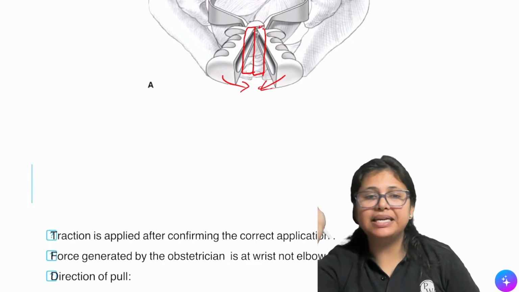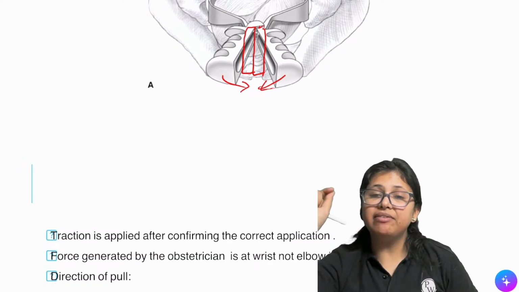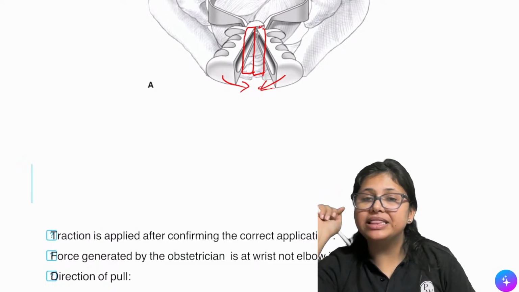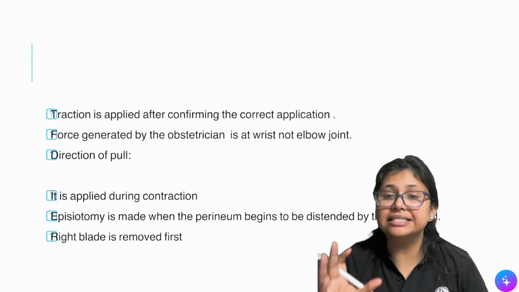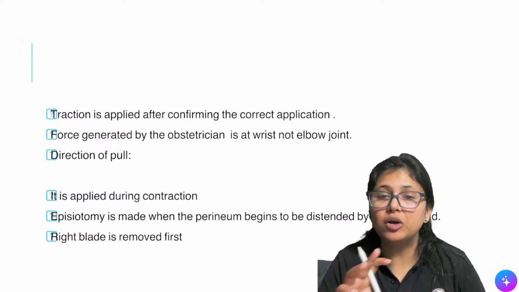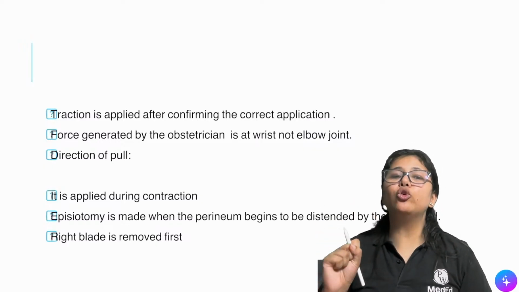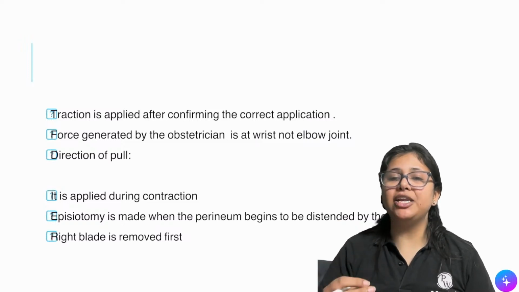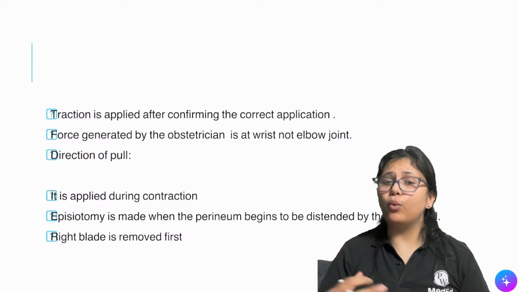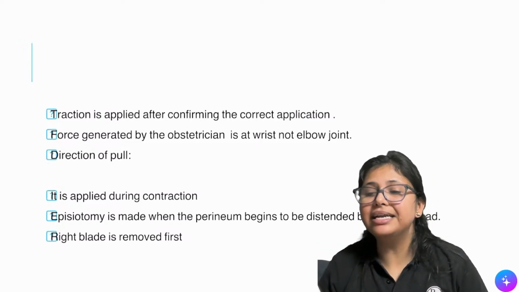Now, after it has been correctly applied, only then will we pull. And we will pull with the wrists, not with the elbows. The pull should be made when there is a contraction. The mother should not be relaxed at that time. Only when she is having a contraction should you pull, right? And when crowning happens, that is when you give the episiotomy. And once the head of the baby is out, you remove the right blade first, followed by the left blade.